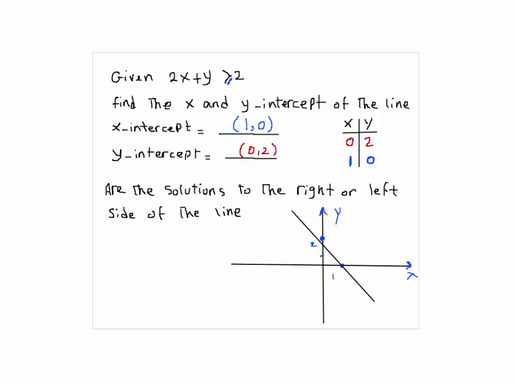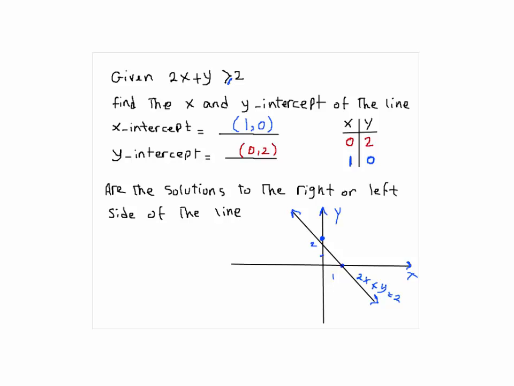If it doesn't show equal to, then you have to make this line a dotted line. So this would be the graph of 2x plus y equal to 2. Now the question is, if the solution is to the right or left of this line.